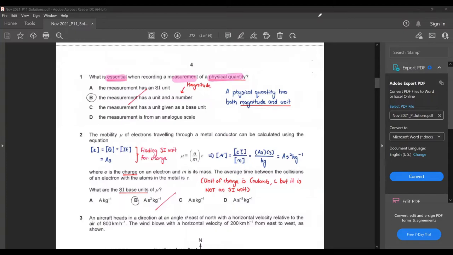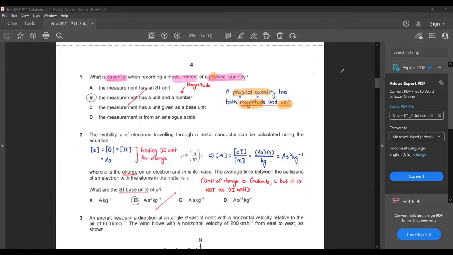Now, physical quantity, one of the first things you would have learned is that it must have both magnitude and unit. So when you're trying to measure a physical quantity, it must have magnitude, meaning to say it must have a numerical number, and it must have a unit telling you what it is.